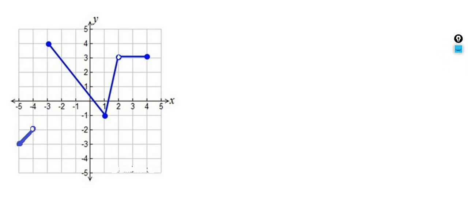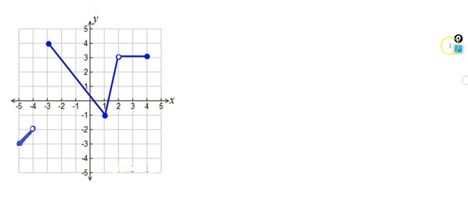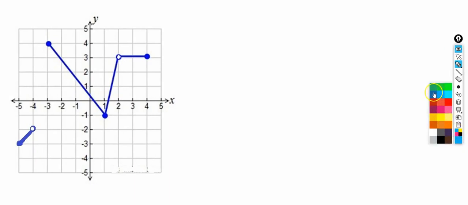So what I want to do now is I'm going to make a few changes. Alright, so I'm going to just make one change. Okay. And that makes all the difference now. It's going to change the domain and it's going to change the range.